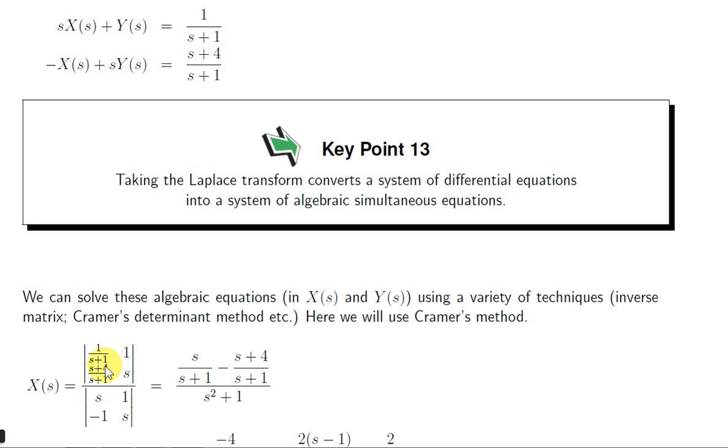Now, to find big X of s, we take this determinant and we replace the x column of it, that's this column here, s minus 1, with the terms on the right hand side after the equal signs. So they are 1 over s plus 1 and s plus 4 over s plus 1. That's how we find big X of s.